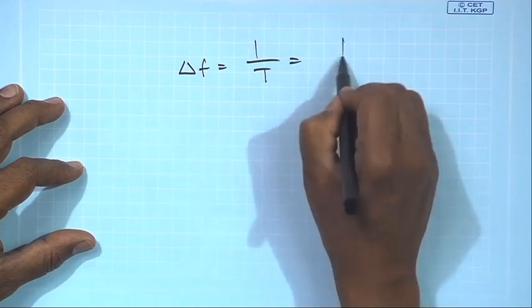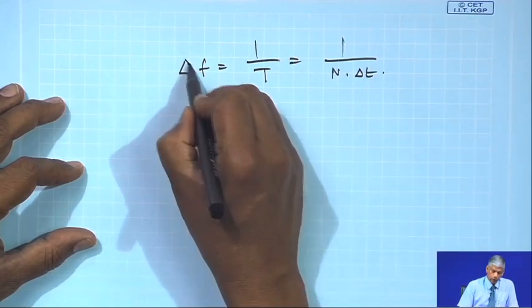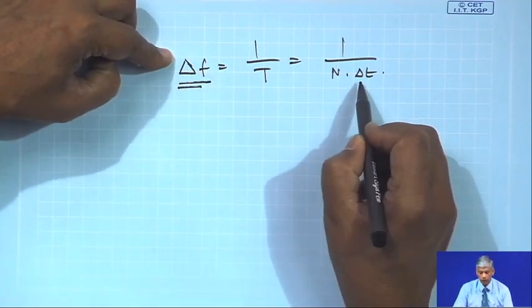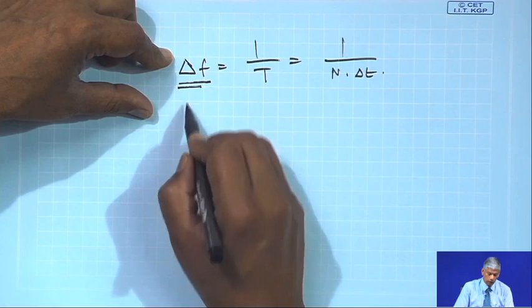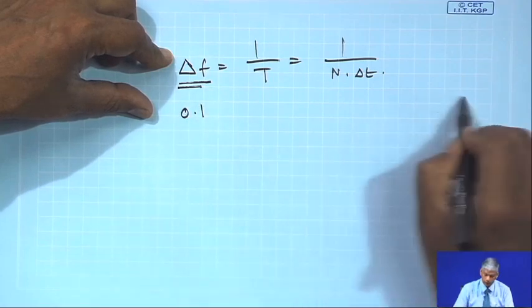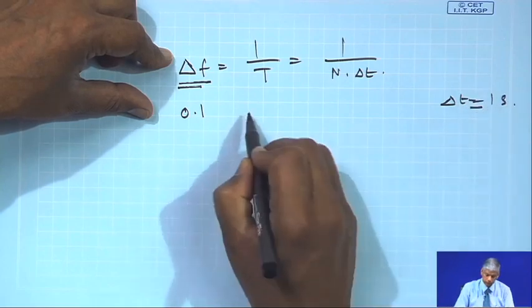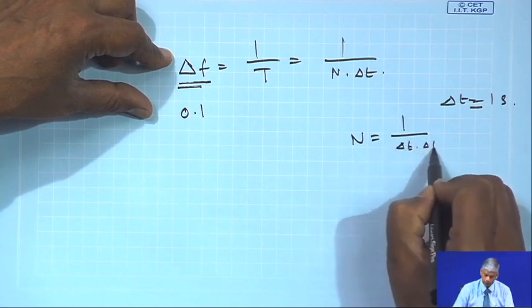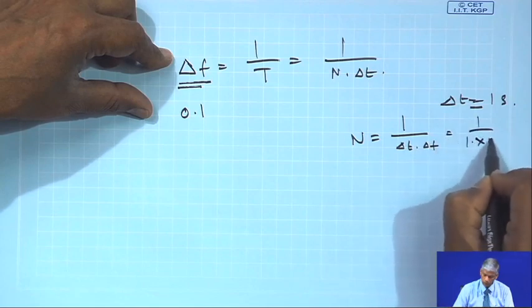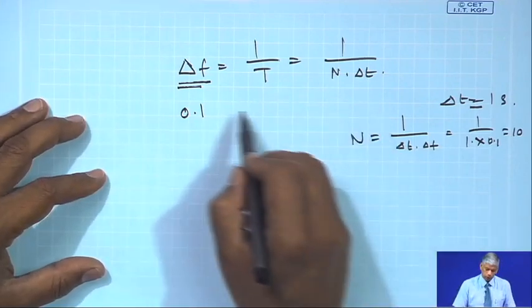So, this is a gross violation of the stationarity assumption in the Fourier transform. There are methods which take only a very small amount of time. For example, we had seen that the delta f which I measure is nothing but 1 by T, or 1 by N times delta t. So, if I want high or low resolutions, I need more time of the signal. I want to find out a signal which is having a frequency of 1.1 hertz. If delta t is, for example, 1 second, here N is nothing but 1 by delta t delta f, so N corresponds to 10.